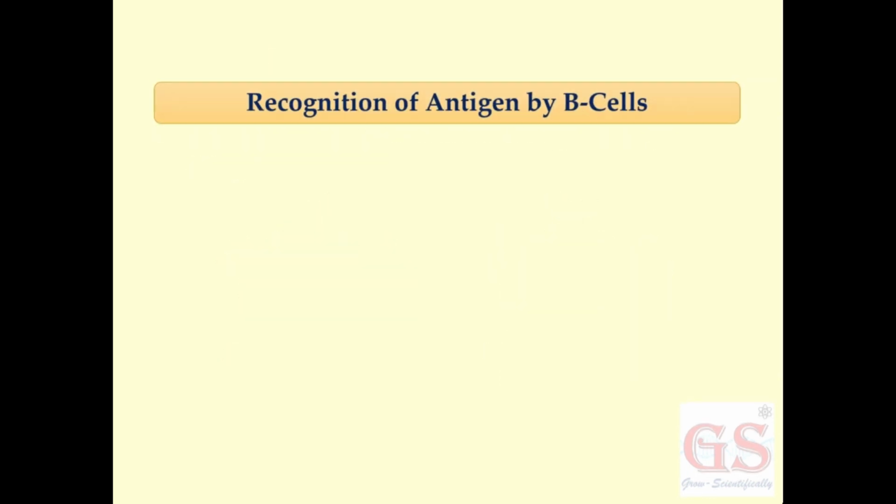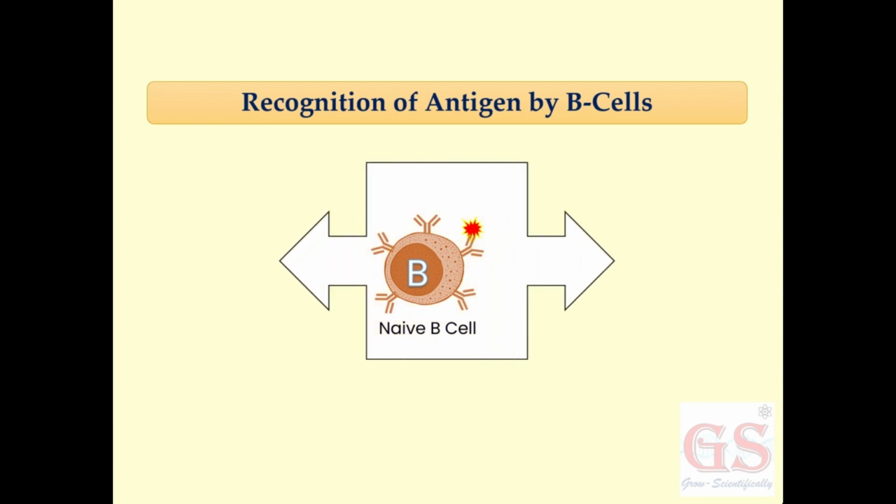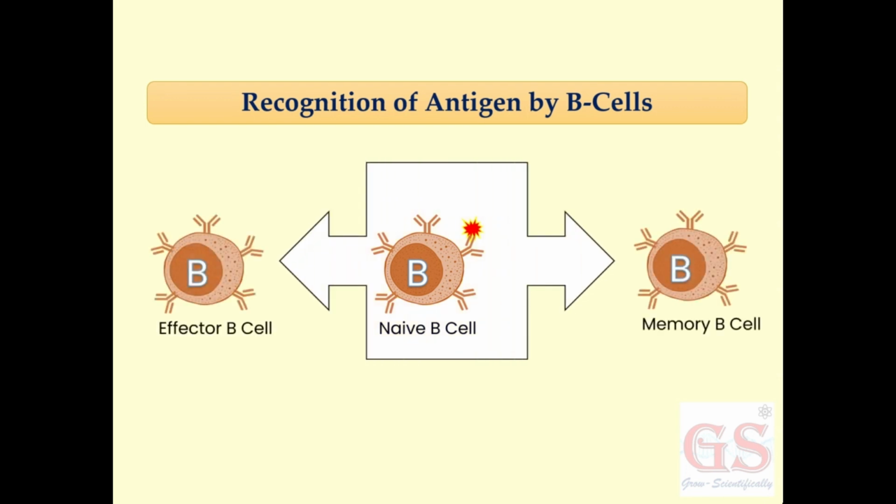Let's see what happens when B cells interact with the antigen. A B cell, which is never exposed to the antigen, is known as a naive B cell. When such naive B cells recognize the antigen with the help of the B cell receptor, they can get differentiated into two types of cells, effector B cells and memory B cells. These effector B cells have the ability to get further differentiated into plasma cells, which have the ability to produce antibody molecules. These antibodies can recognize the antigen for its elimination.